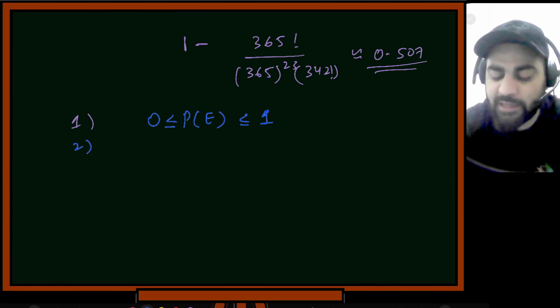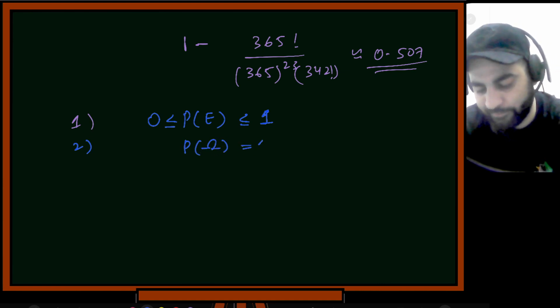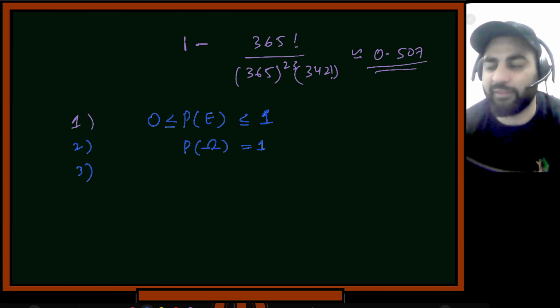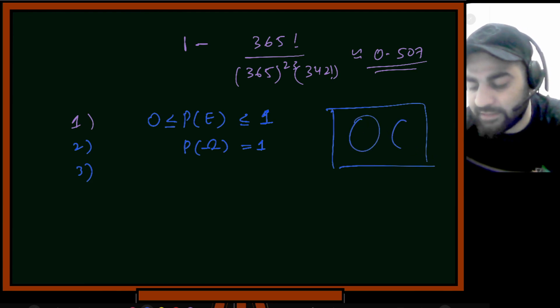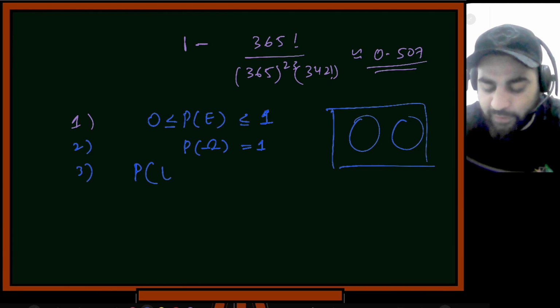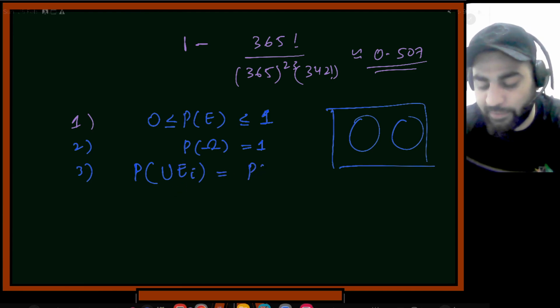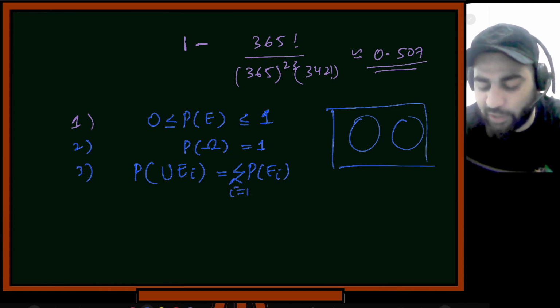What is the second axiom? Second axiom was that probability of the sample space, the whole sample space, is equal to 1. Okay, what is the third? Third was if there are disjoint events. Disjoint means if they have nothing in common. So disjoint, I showed you, if there are events like this, they have nothing in common. So probability of union of events which are disjoint is equal to the summation of their probabilities, from i to n.